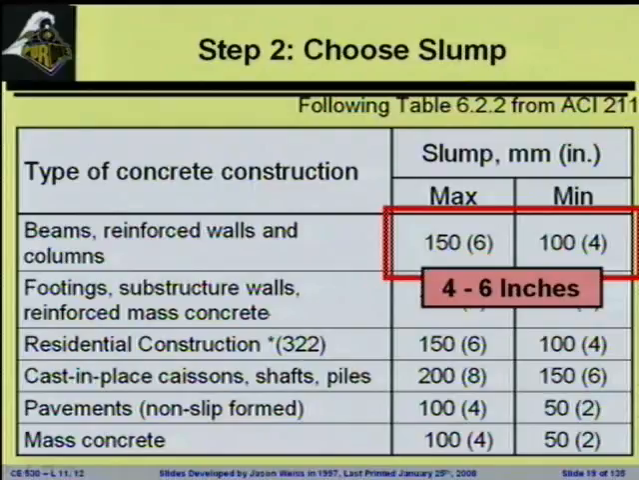If we're looking at our particular example, we're looking at a beam. A beam should be somewhere between a minimum of 4 inches and a maximum of 6 inches. So a 4-inch slump is what we're typically going to be looking at for this application. You can see that we are off and running, and we've used this table in all of its glory to tell us the answer to step 2.